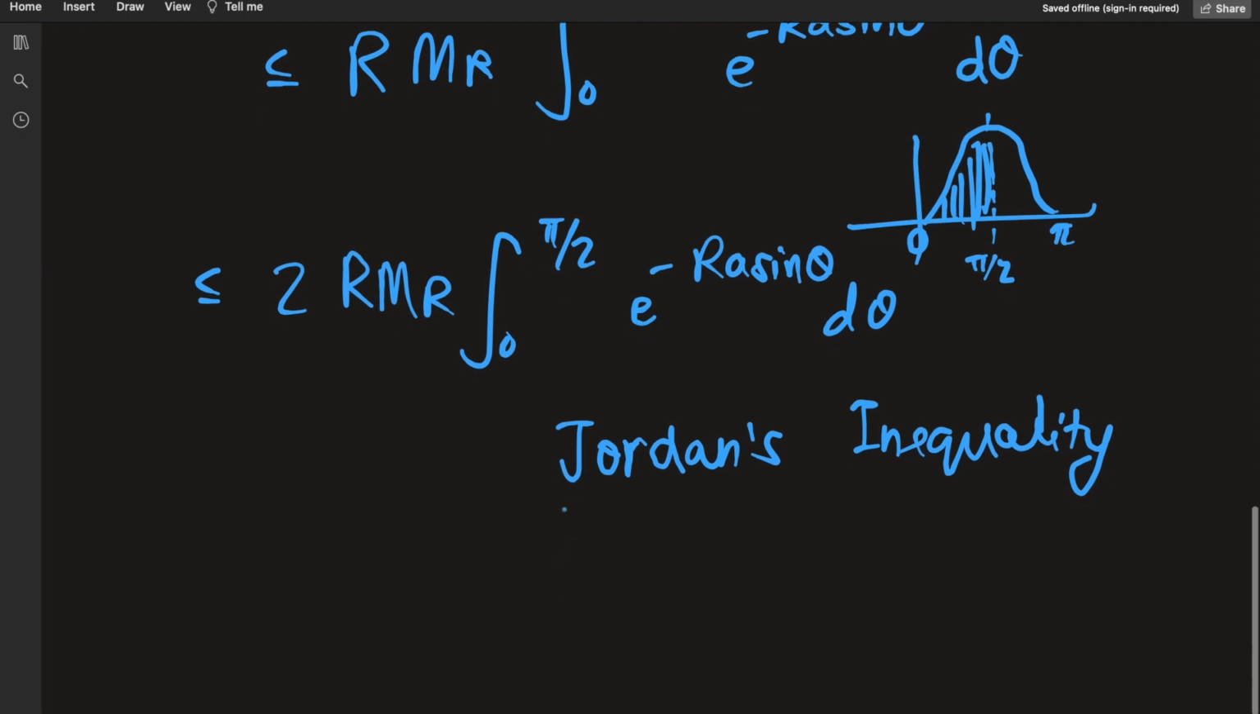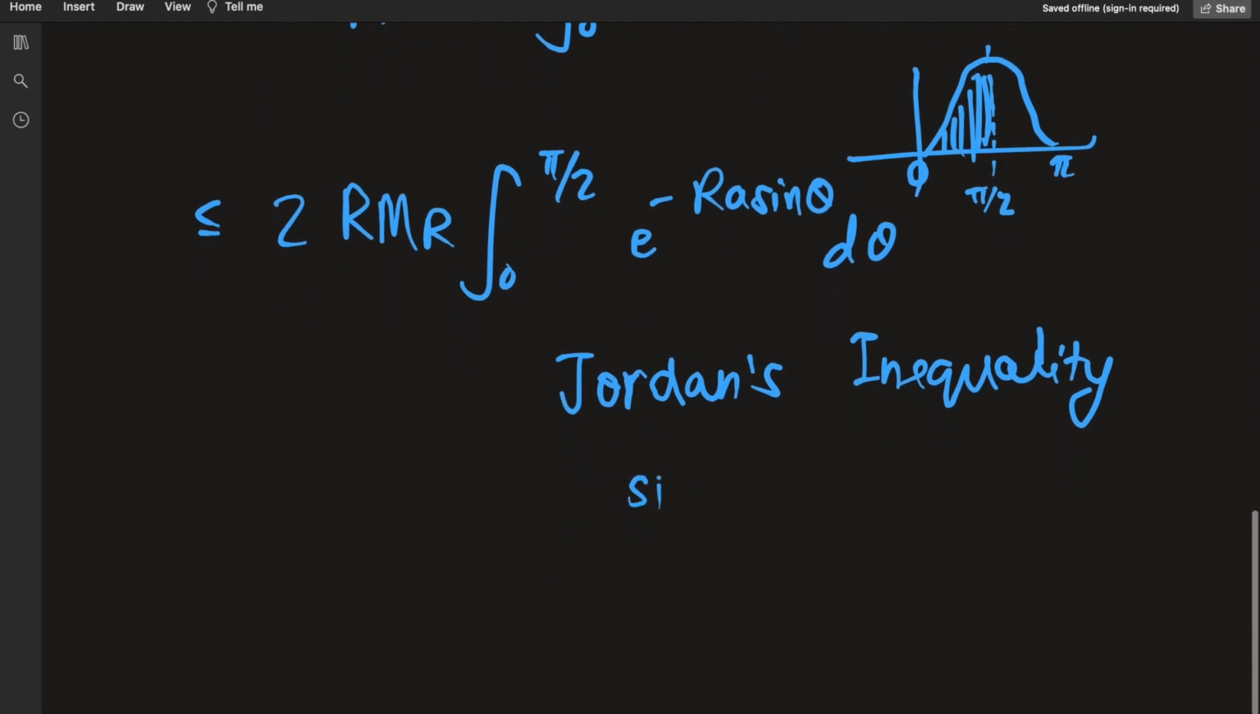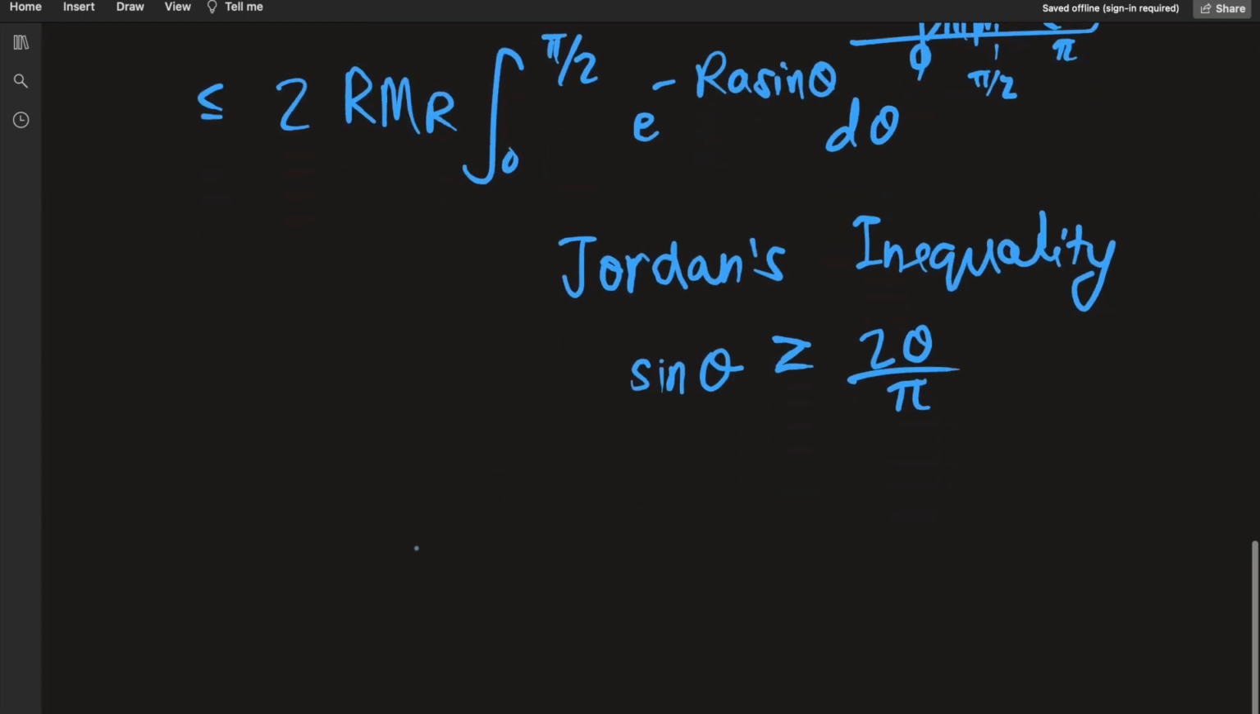So now Jordan's inequality says that sine of theta is greater than or equal to 2 theta over pi. The way I like to think about this is, take the Taylor series of the sine, absolute value of the sine. It's going to be x minus x cubed over 3 factorial plus x to the 5th over 5 factorial and so on.